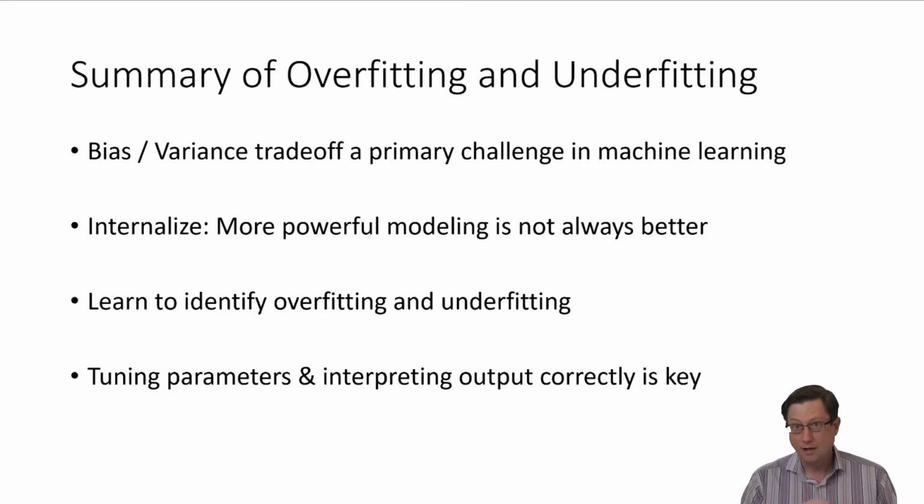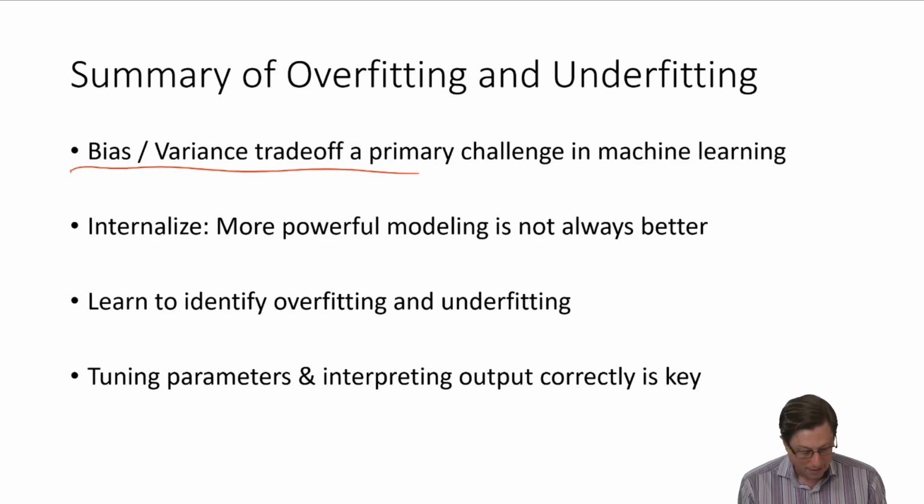And a quick summary of what we covered in this lecture: bias and variance trade-off is a primary challenge in machine learning. There's no way around it. If you're doing professional machine learning and you're not thinking of bias and variance, and you're not looking at every output and asking how bias and variance is affecting that output, you're probably doing it wrong. Doesn't mean you won't be successful in shipping models, but you're not going to ship the best models that you could ship.